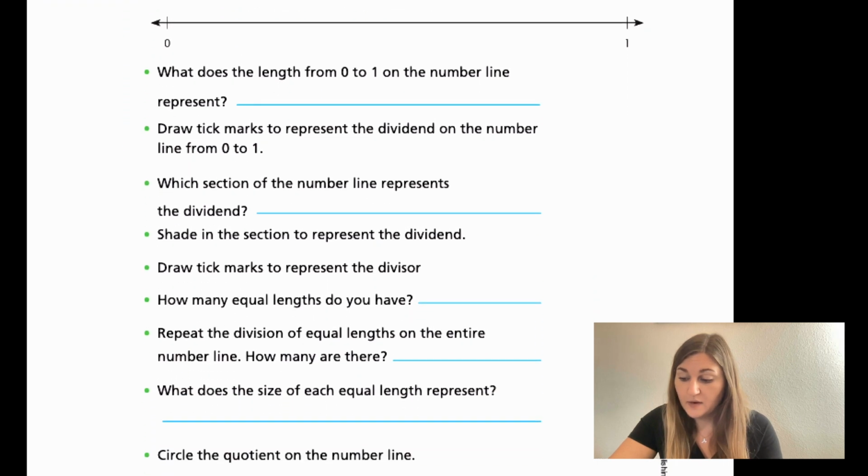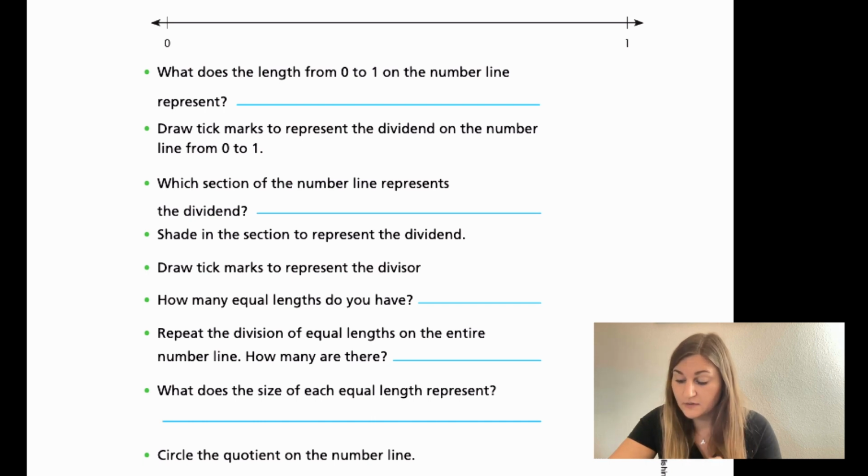Then you have all of those bullet points relating back to your number line. So what does the length 0 to 1 on the number line represent? Draw tick marks to represent the dividend. Which section of the number line represents the dividend? Shade in the section to represent the dividend.